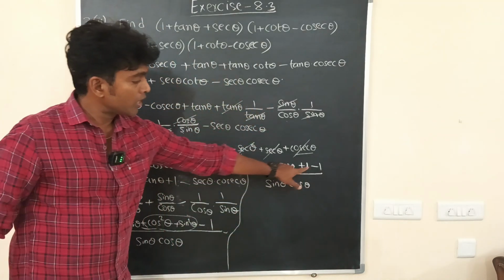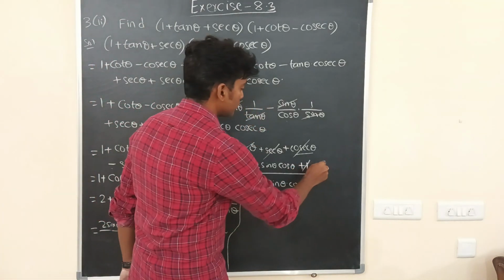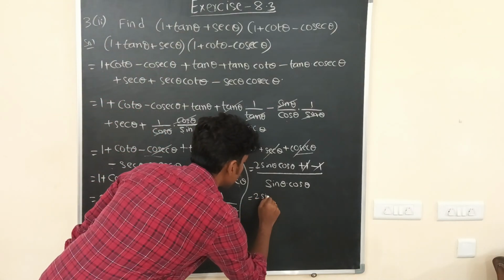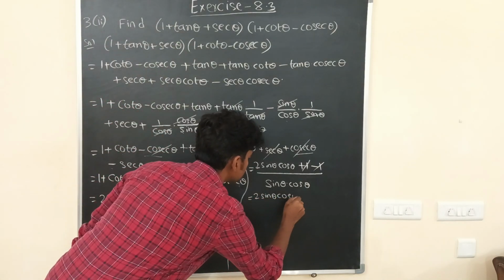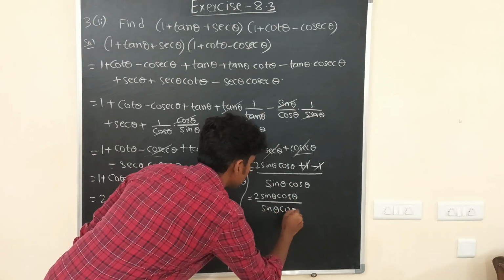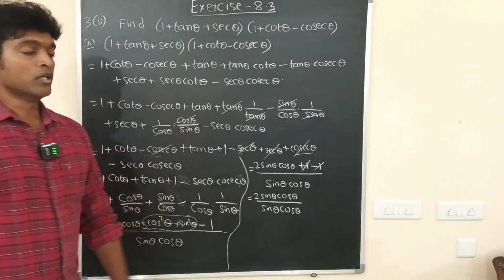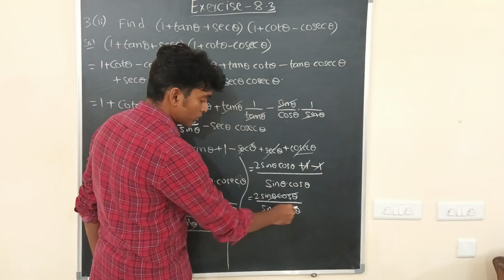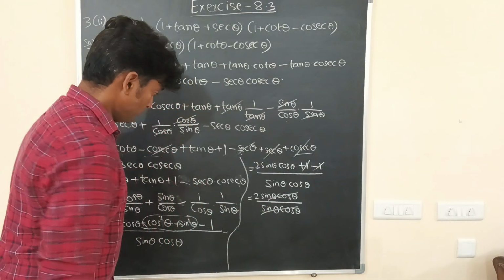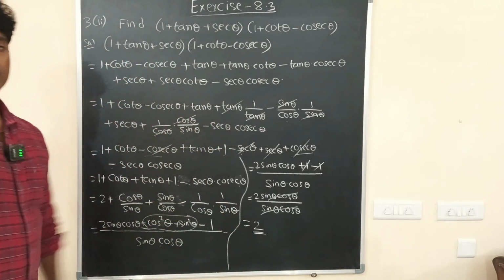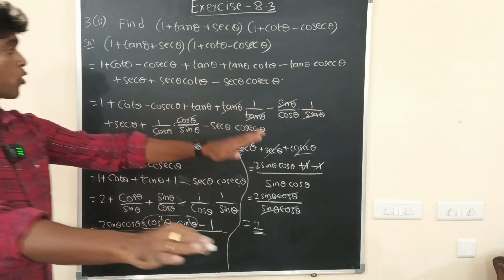In this one, plus 1 and minus 1 get cancelled, 0. So the remaining is 2 sin theta into cos theta divided by sin theta into cos theta. Observe, here sin theta cos theta, sin theta cos theta, so both will cancel. The remaining is 2. So 2 is the answer. I hope you all understood this one.